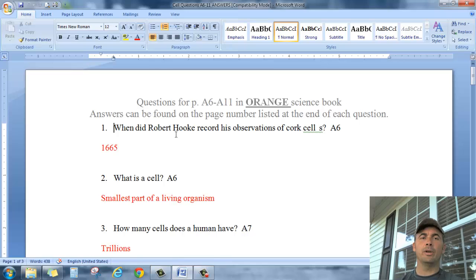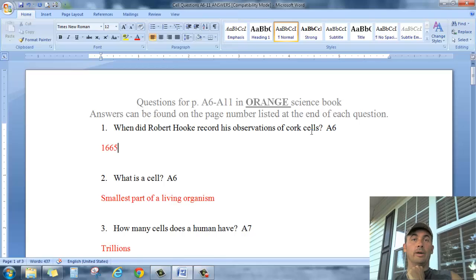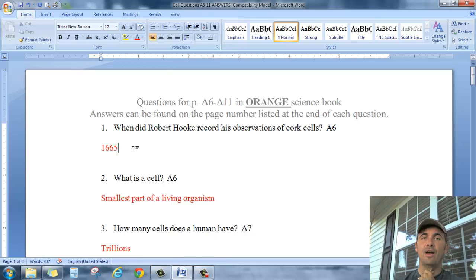Number 1 said, when did Robert Hooke record his observations of cork cells? Look at there. There is a mistake. I just fixed it. Oh, still didn't fix it. There we go. When did Robert Hooke record his observations of cork cells? Well, that was way back in 1665.